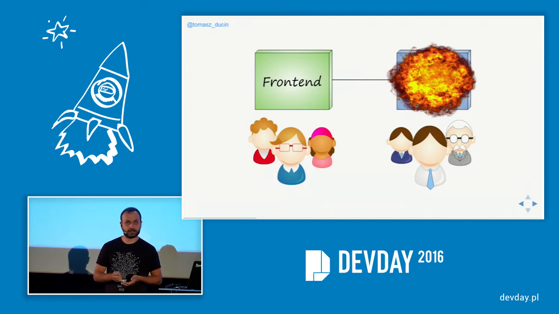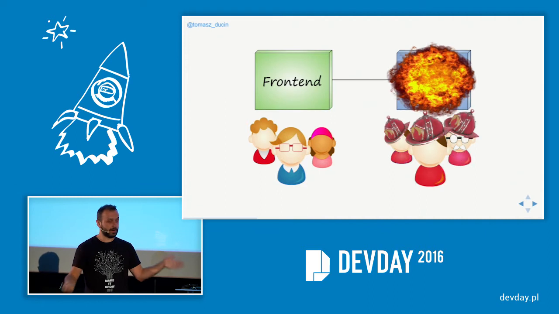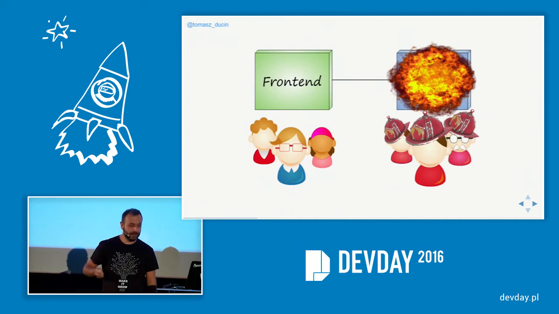So he asked his colleagues for help, but they were not able to help. So they thought that this is a severe situation, a critical one. So they grabbed their fire helmets, turned into a team of firefighters. They were running over the office, trying to find anybody who might be able to help, including the solution architect.